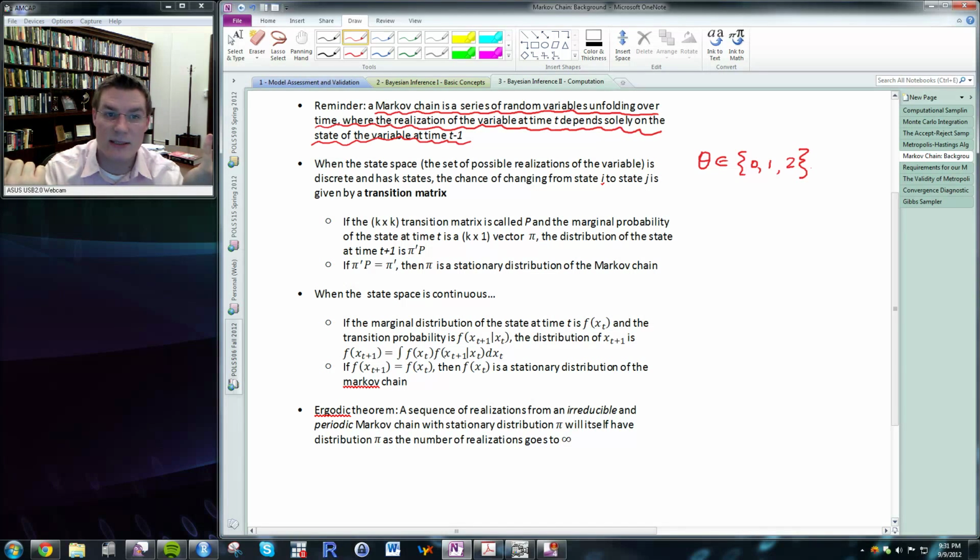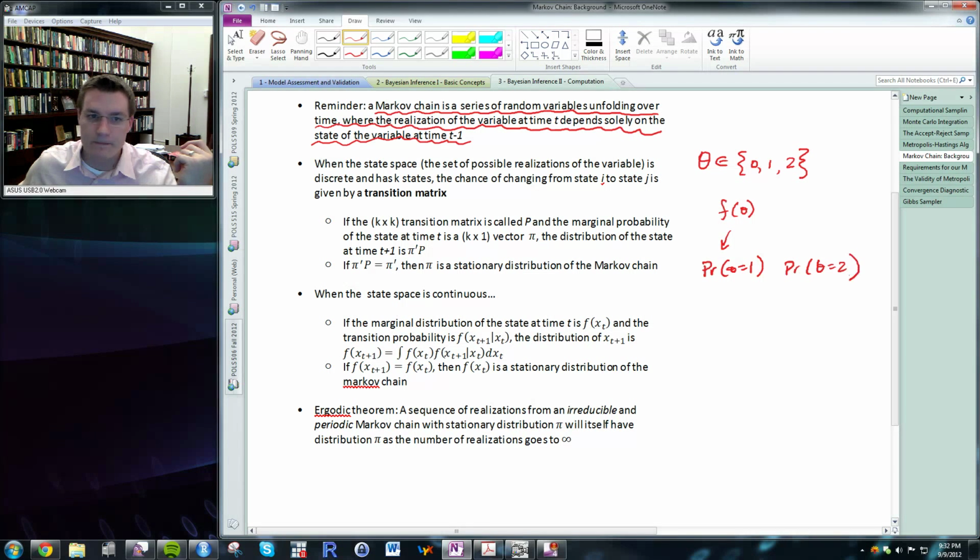Theta has 3 possible states, and we're trying to figure out something about the density of theta, which is to say, like the probability that theta is equal to some particular value. So in this case, what we're really talking about is what's the probability that theta equals 1, what's the probability that theta equals 2, and so on. If that's the kind of situation we're looking at, a Markov chain is pretty easy to conceptualize.